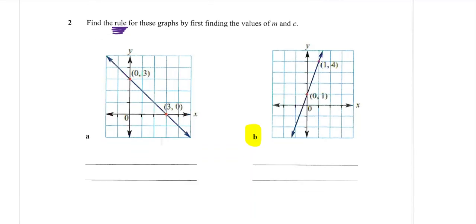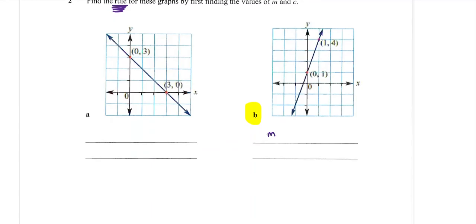So let's start with the m. The gradient. Gradient is rise over run, just like before. So using the dots that are on there, let's go straight down. Whoops, I went a bit far, and across at the second dot. What is the rise of that triangle? 3. What is the run of that triangle?